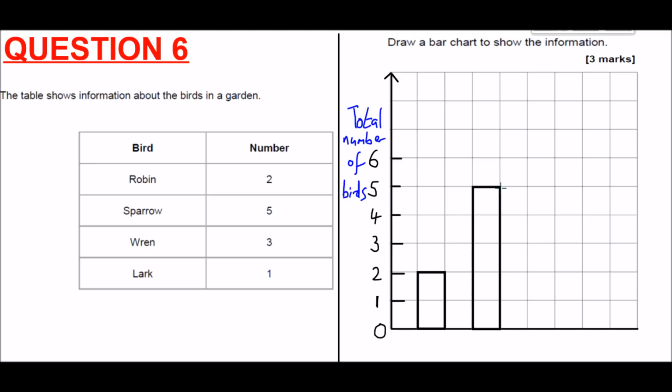As well, the bar chart, it's very important that the bars are equally spaced. So each bar needs to be of equal width, and the gaps in between the bars need to be equal each time. So in this case, I think it's probably just easiest if you leave one square between each bar. Wrens, 3, so 3 high for the wrens, and lark, just 1 lark was seen.